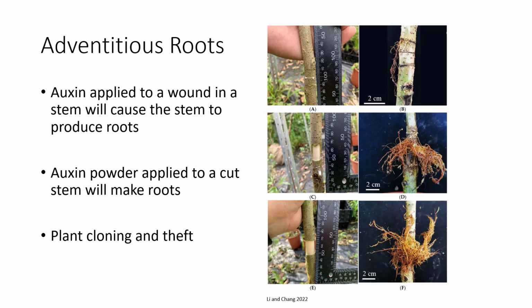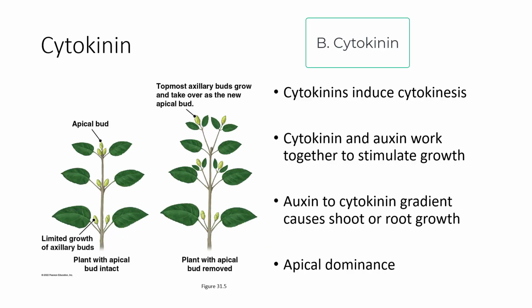They're going to take it home, put it in auxin, and it will develop roots. And after it develops roots, they can put it in a pot, and then they have a copy of the plant. Cytokinins are another hormone that induce cytokinesis. So cytokinesis is the division of the cytoplasm after mitosis. So yes, these are mitosis-causing enzymes. Cytokinin and auxin work together to stimulate growth.